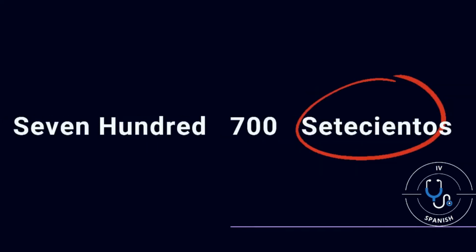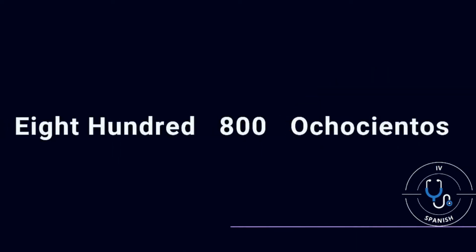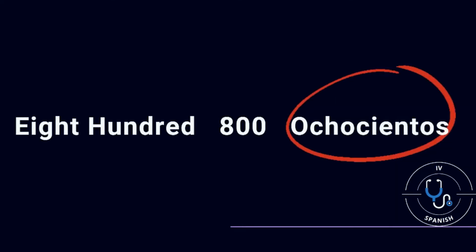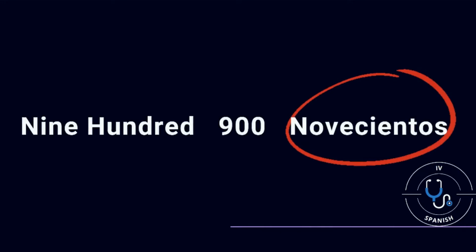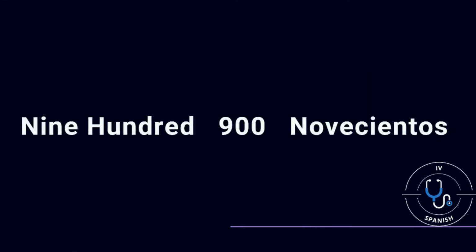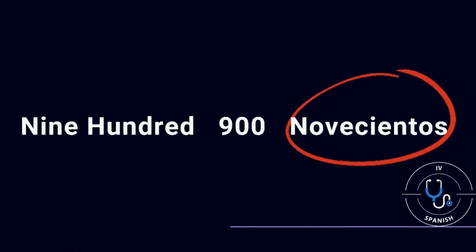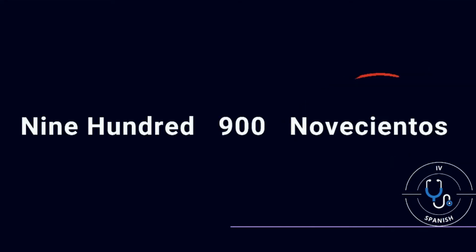700, setecientos. 800, ochocientos. 900, novecientos. Again, one of the exceptions, pay close attention here. It's not nuevecientos, it's novecientos without the U.